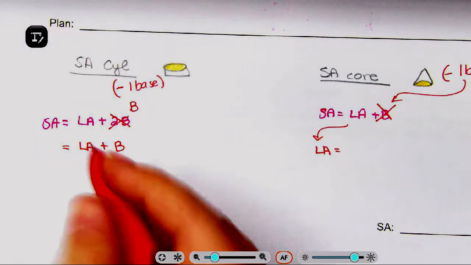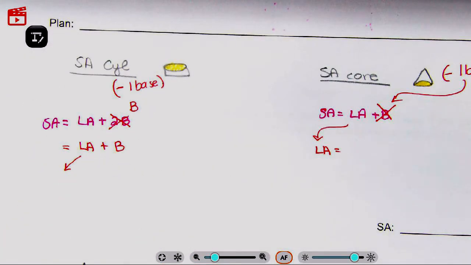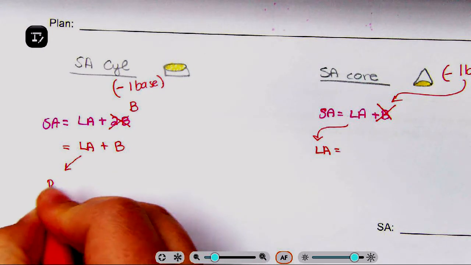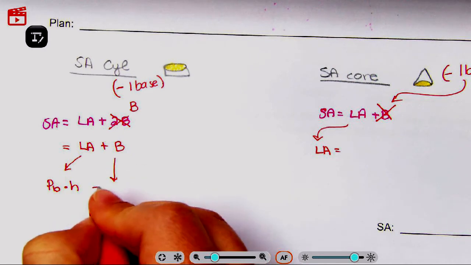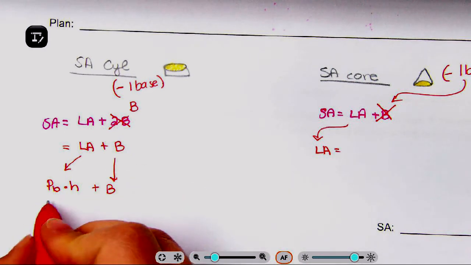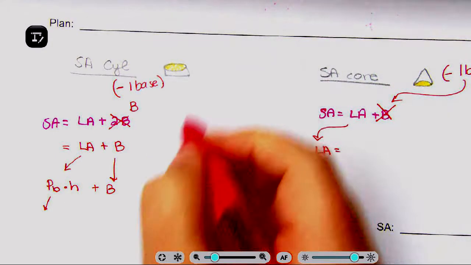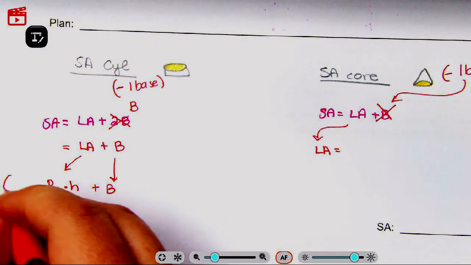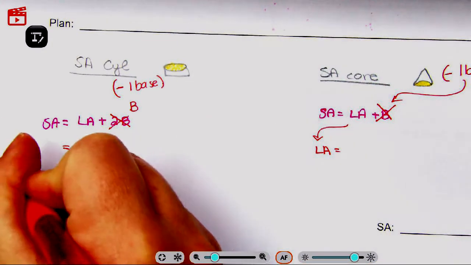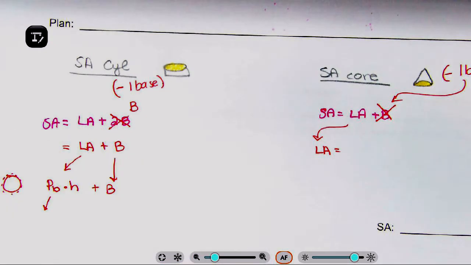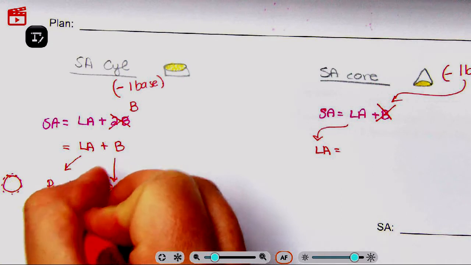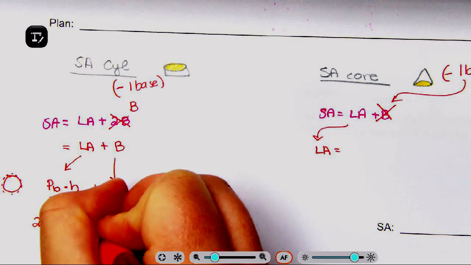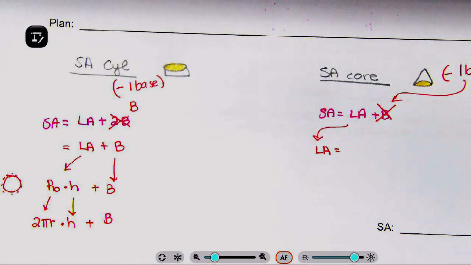So let's go ahead and figure out what lateral area for a cylinder is. Lateral area for a cylinder is the perimeter of the base times the height. And then we have our plus base area. But what is the perimeter of the base? The base is a circle. So what is the perimeter, or what is the outside of the circle? That is called the circumference. Circumference of a circle is 2 pi r. We're going to bring down our times our height and our plus area of the base.